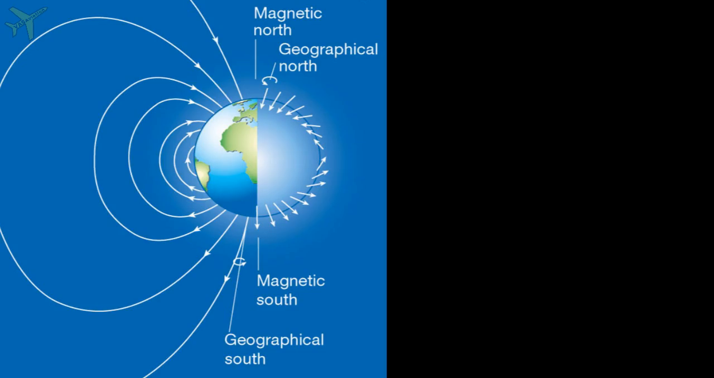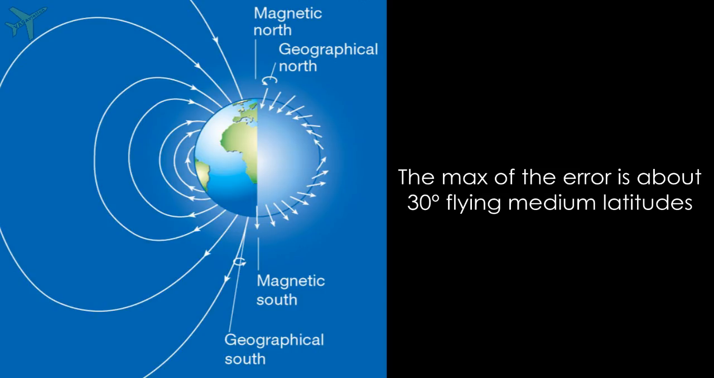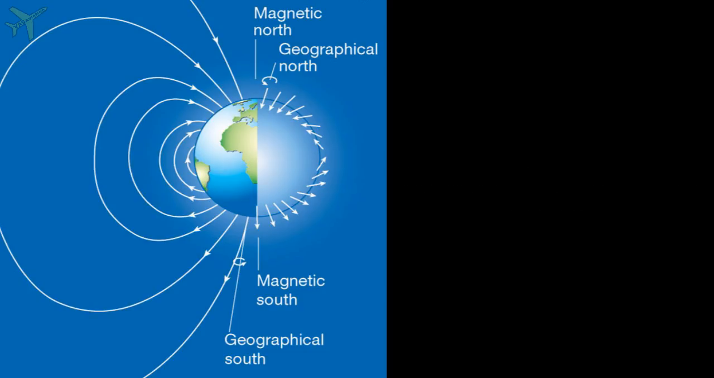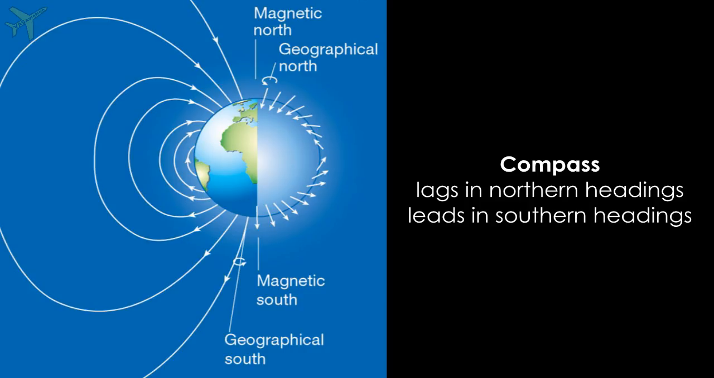The turning error is a little trickier, and we'll take it slowly for a good understanding. In medium latitudes between 35 and 45 degrees, the maximum of this error is about 30 degrees. There are some formulas and rules of thumb that we'll talk about later. The turning error theory tells that the compass lags in northern headings and leads in southern headings.